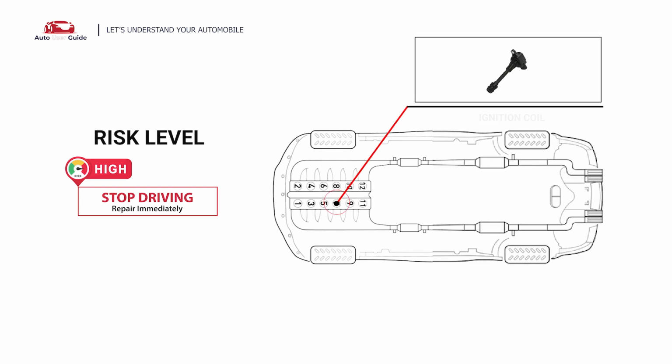This engine code indicates that there's a problem with the electrical circuit that controls the ignition coil for cylinder 7, often labeled as G on some vehicles. Under this circumstance, stop driving and repair your vehicle immediately.